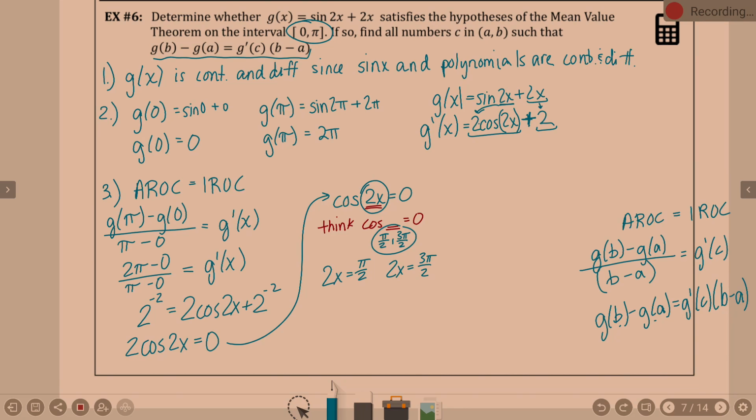Solve for x. How do you want to solve for x? Divide by 2, or multiply by 1/2. So pi over 2 divided by 2 or multiplied by 1/2, and 3 pi over 2 divided by 2 or multiplied by 1/2. What solutions do we get? Pi over 4 and 3 pi over 4.